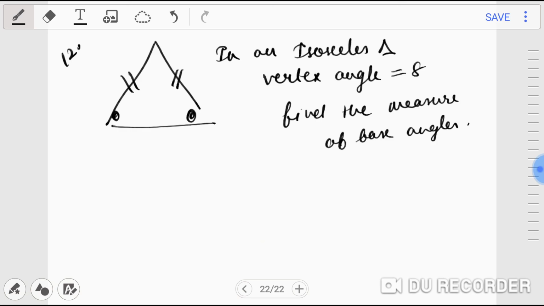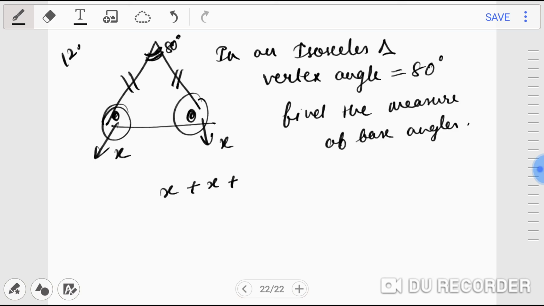What do you mean by this? The vertex angle is 80 degrees. That means this angle. These are called base angles and this is called the vertex angle. It is given as 80. And I don't know this, I can keep it as x. This will also be x because the base angles are equal. So my equation will be x plus x plus 80 is equal to 180. Why 180? Because the sum of all the angles in a triangle is equal to 180.